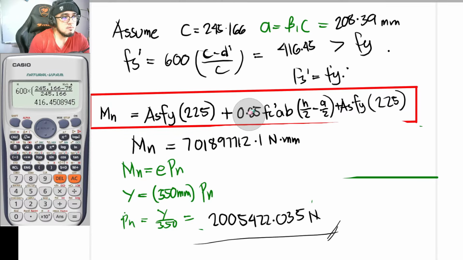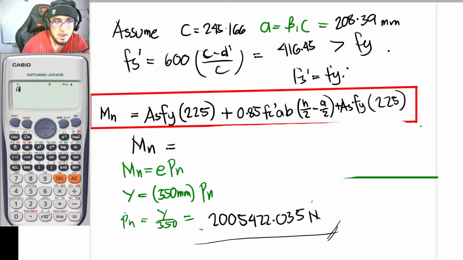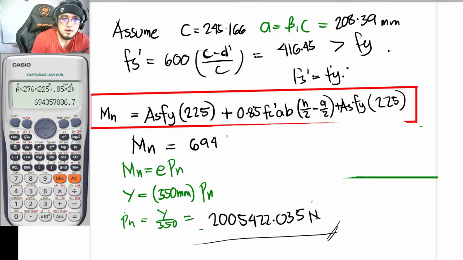So substituting your A in this equation, your new nominal moment is now equal to, looking at the calculator to your left once again, A times 276 times 225 plus 0.85 times 28 times A, and our A is 208.39, times B, which is 400, times H divided by 2, so 300, minus A over 2, so 208.39 divided by 2, plus alpha A times 276 times 225, and my answer here is 694,357,886.7 Newton millimeter.